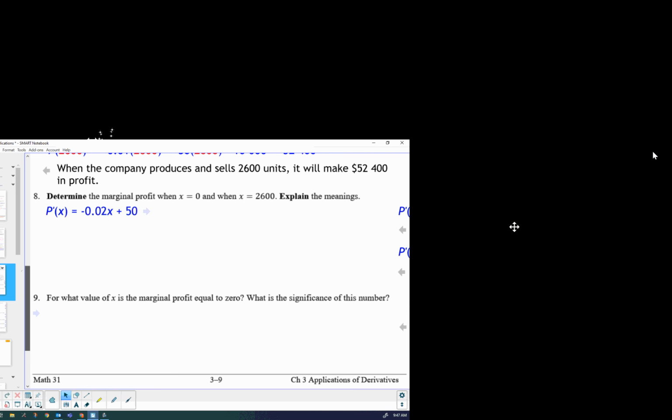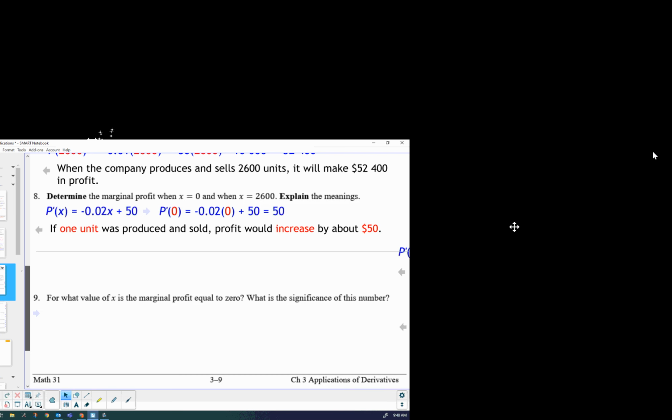Simple function, nice. We can plug in the 0 and we get 50. What does that mean? That means you get $50 more. If I make just one thing, my profit is going up by $50. Then I'm only in debt $9,950. So you don't want to make just one. So if one unit was produced and sold, the profit would increase by about $50.